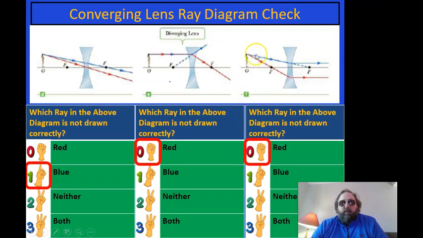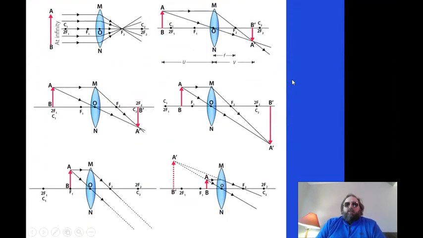The blue one is just fine. Pointed at the far focal, all right? And then when it hits the lens, it goes parallel, all right? This one, however, that's not how we do this one. For this one, we have a parallel ray, and that goes away from the near focal, all right? So that's not how we do this one. All right, so that about wraps it up.